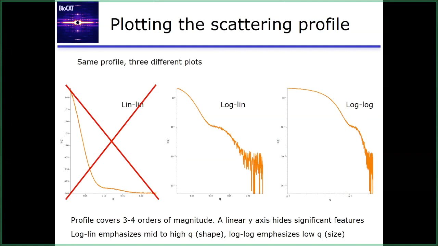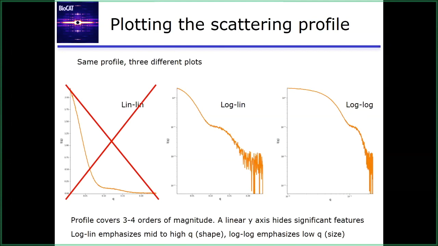The log-lin emphasizes the mid to high Q region. So this is the plot you want to use if you're trying to emphasize, say, shape or fine structure differences. The log-log emphasizes the low Q region. So this is what you want to do if you want to look for size differences in your sample. So they have different purposes.